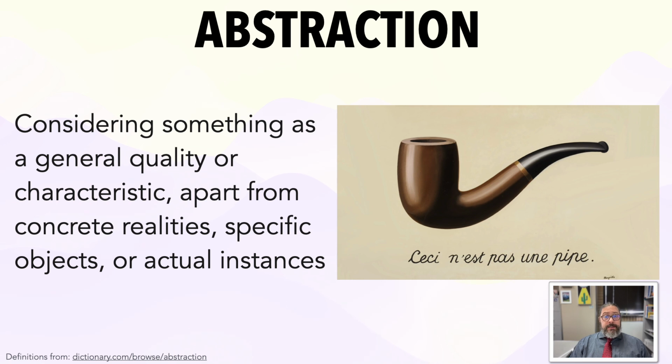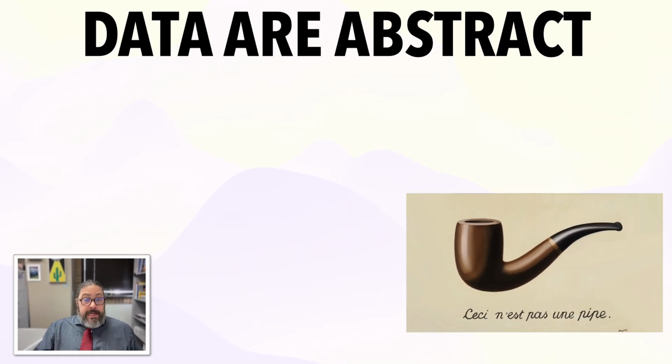Now, the reason this is an abstract painting, and why it's so famous, is that it's playing with this idea that the painting itself is not an actual pipe, it's a representation, not a physical pipe, a painting of a pipe. And the term abstraction refers to this idea of representing stuff, their qualities, their characteristics, but not the actual things themselves. And data are, in fact, abstract.